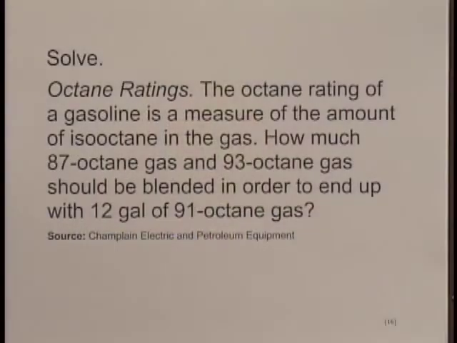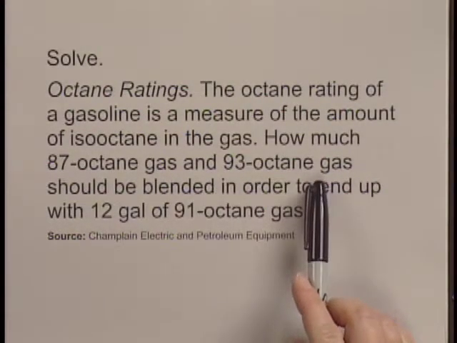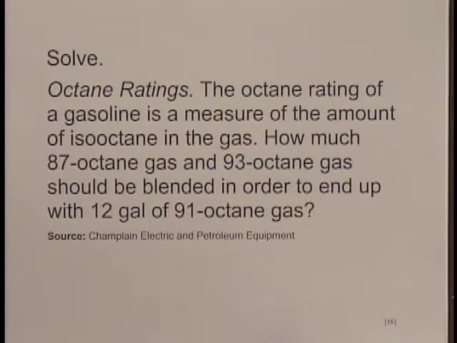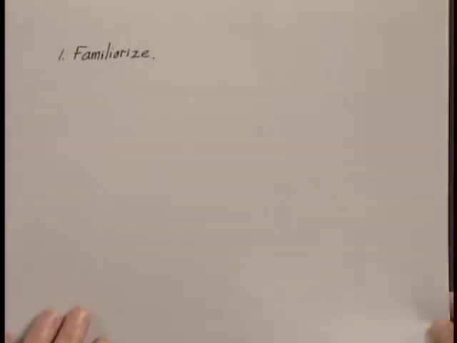This problem is a mixture problem. We're looking at octane ratings, and it states that the octane rating of a gasoline is a measure of the amount of isooctane in the gas. How much 87 octane gas and 93 octane gas should be blended in order to end up with 12 gallons of 91 octane gas? We'll approach this problem using our 5-step problem-solving strategy.